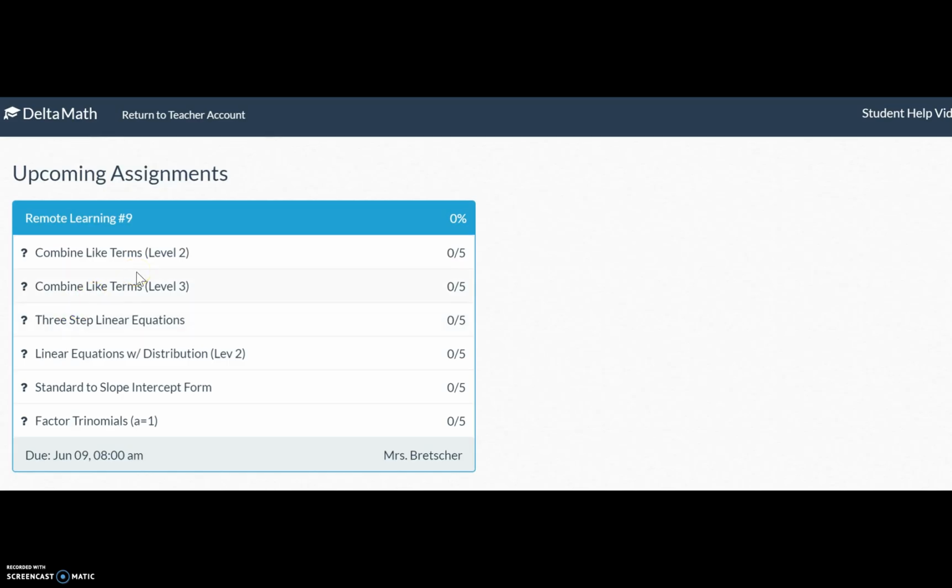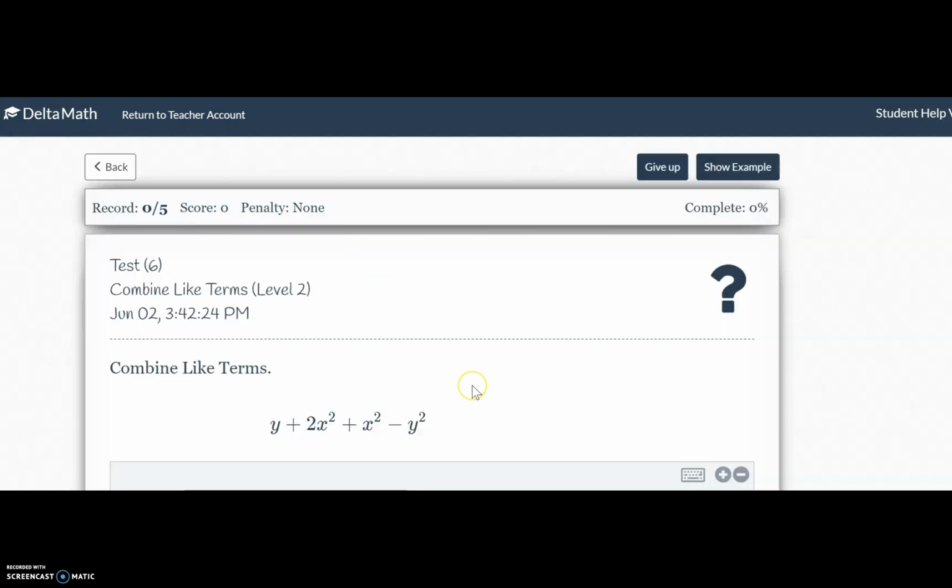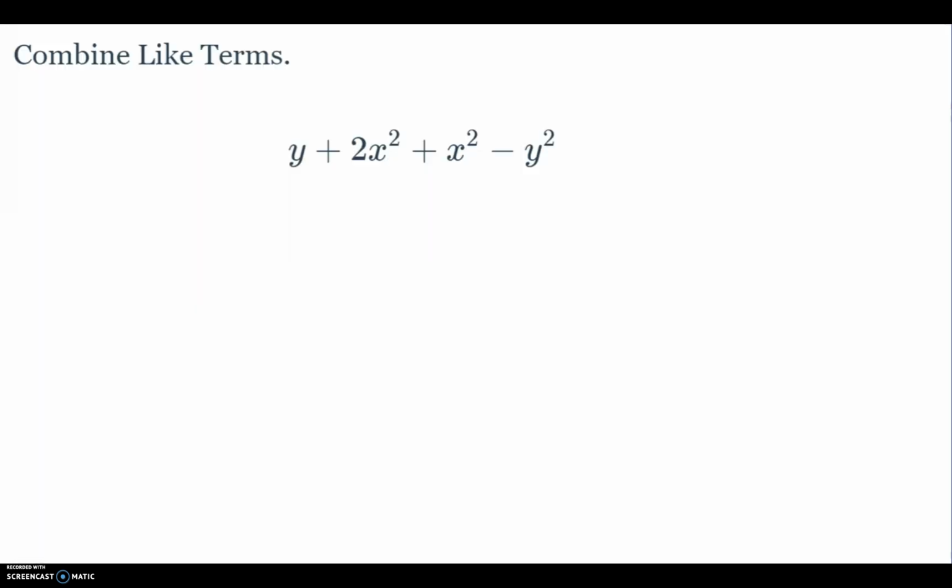Alright, so let's look at the first topic, combined like terms, level 2. Combined like terms, y plus 2x squared plus x squared minus y squared. So just a reminder, like terms are terms that have the same variable with the same powers. So 2x squared and x squared are like terms. Y doesn't have anything else. And negative y squared doesn't have anything to combine with.